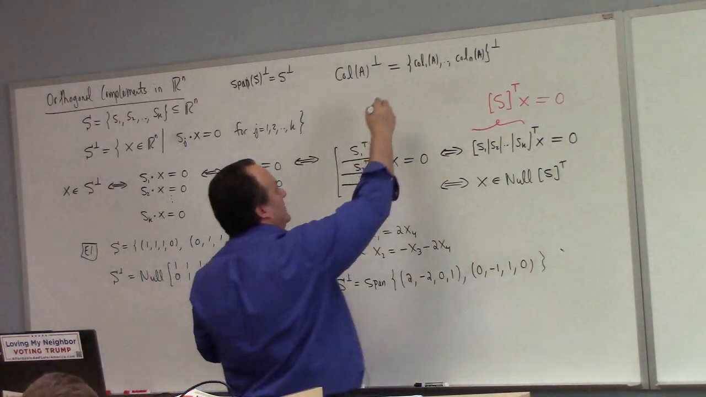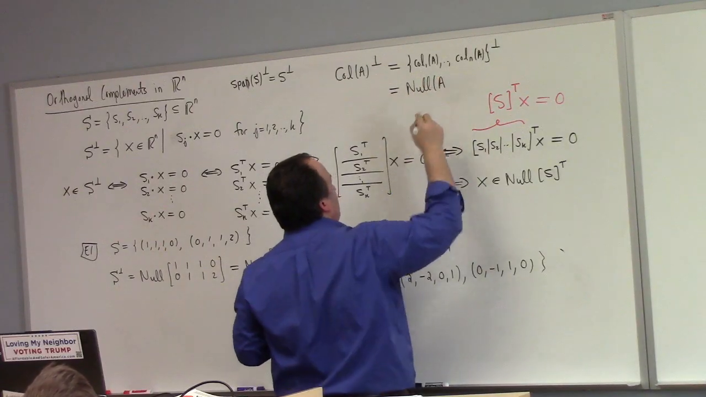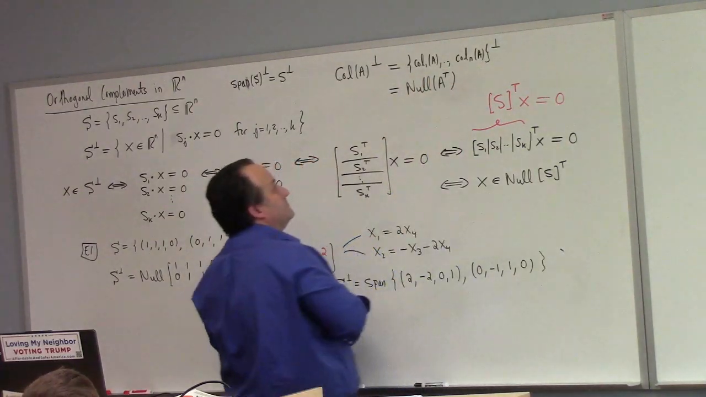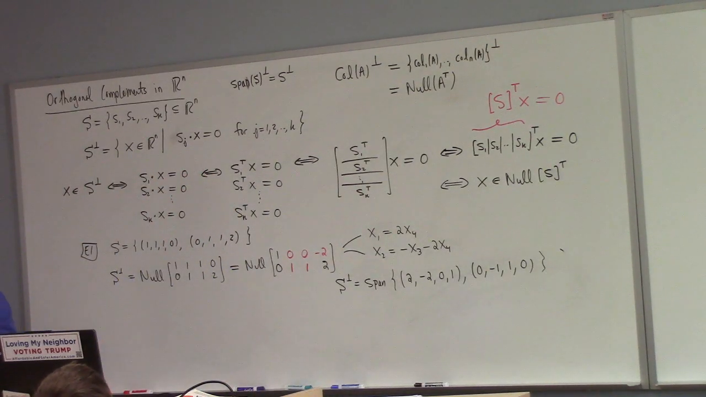This is the null space of A, almost, A transpose, right? So the perp to the column space is the null space of the transpose. That's really simple. It's really quite beautiful how that works.